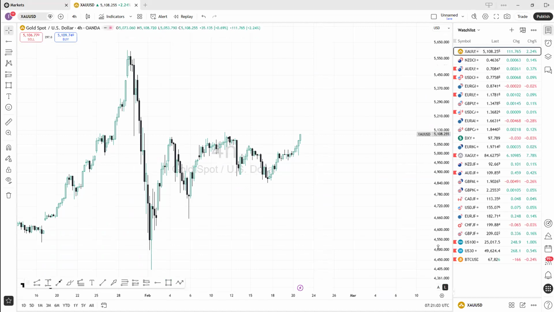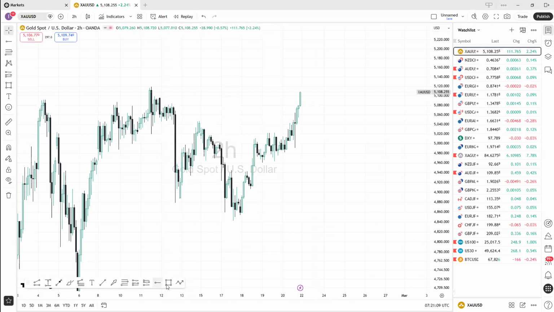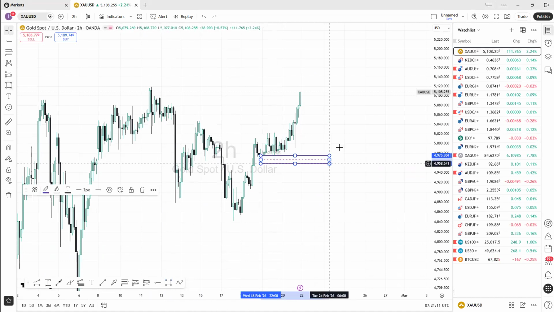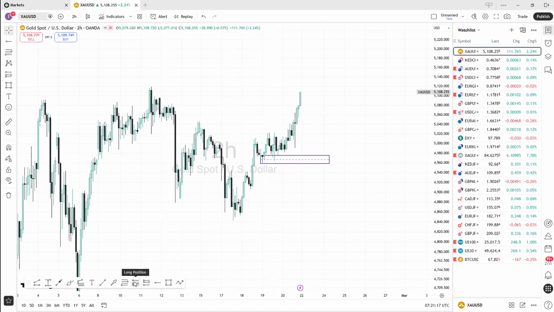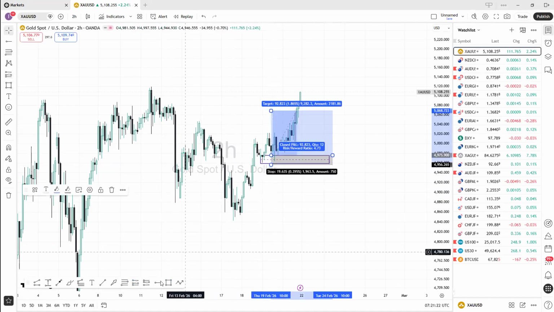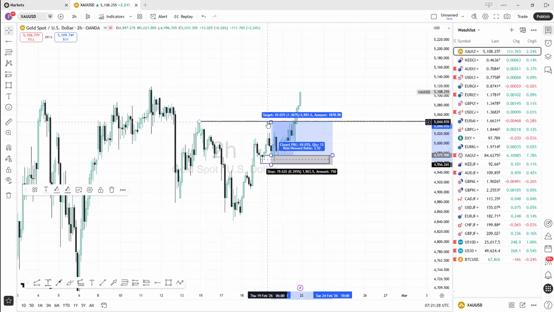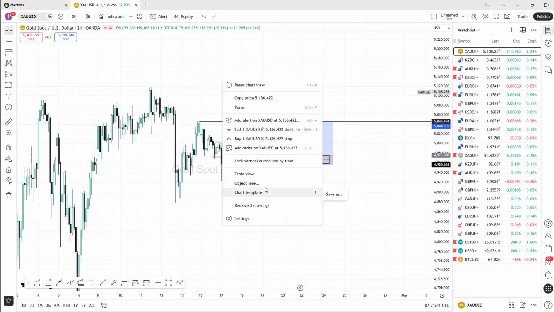Let's see gold. Gold, last week we took a buy from that 2-hour order block, and our target, where was it? Our target was from that 2-hour order block to that external range liquidity. It is the 50.44 price level. So you can see it is very, very good.